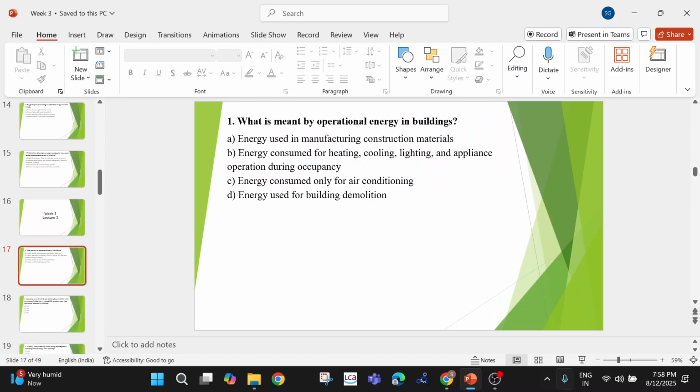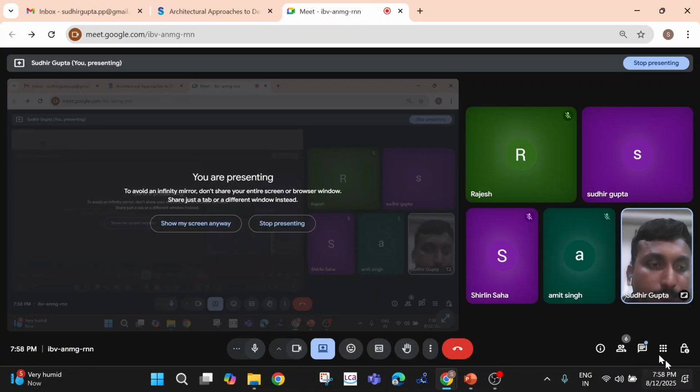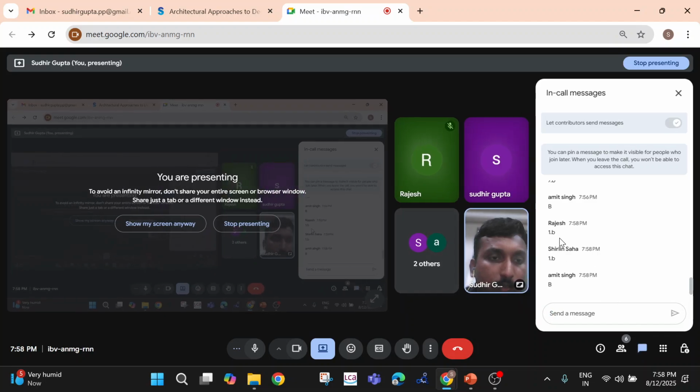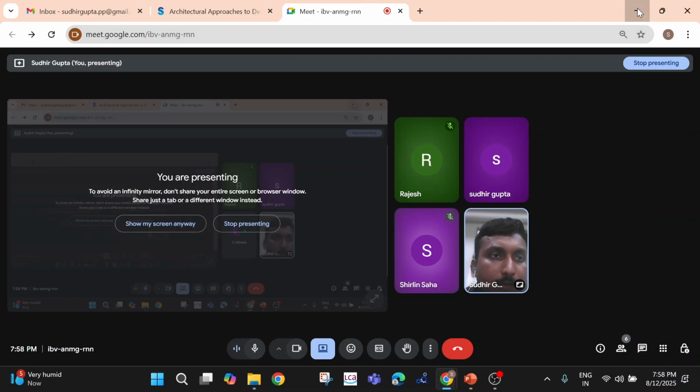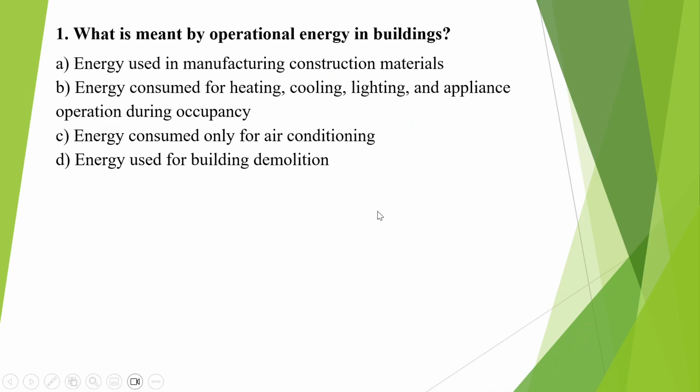So let's see. Yeah, so all of them have answered it correctly. So if it would have been asked in the examination, then they would have answered it correctly. That is the energy consumed for heating, cooling, lighting, and appliances during occupancy of buildings. They come under operational energy, and the other options of manufacturing, only air conditioning, or building demolition do not come under operation. They are correct. So let's move to the second question then and check their concept.